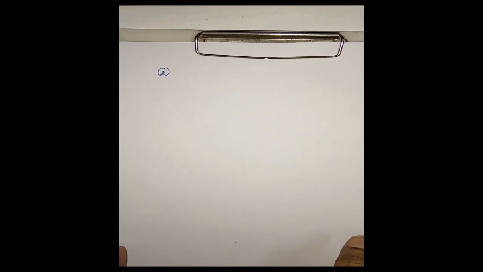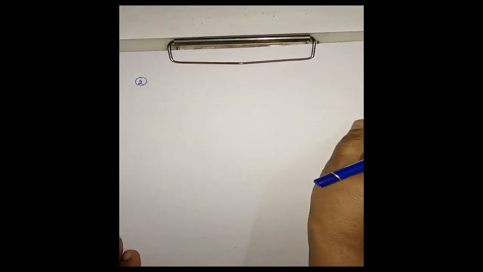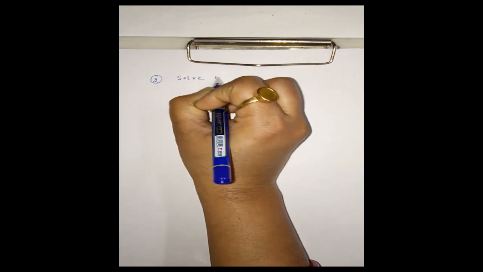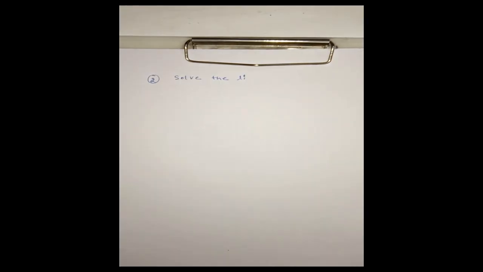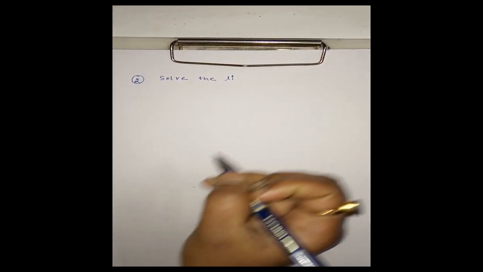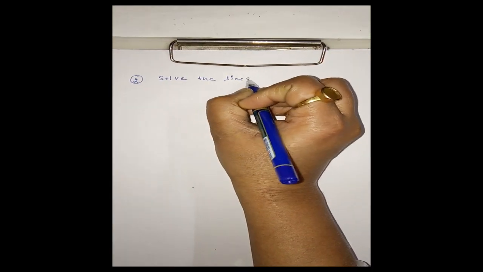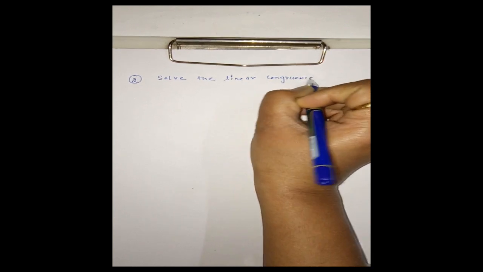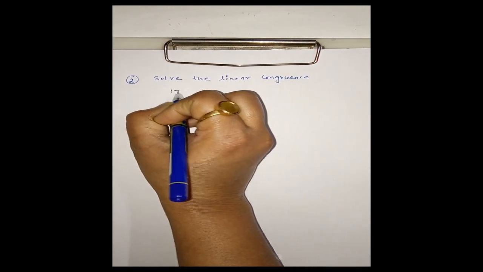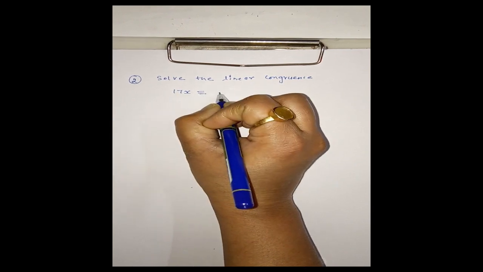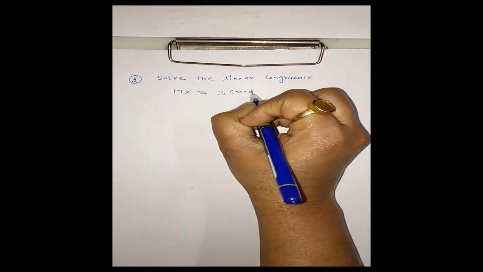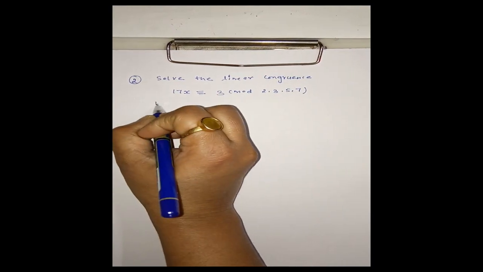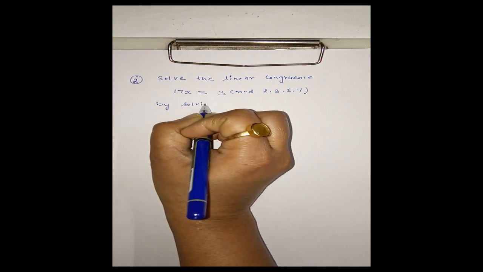Solve the linear congruence 17x is congruent to 3 modulo 2 into 3 into 5 into 7, by solving the system.